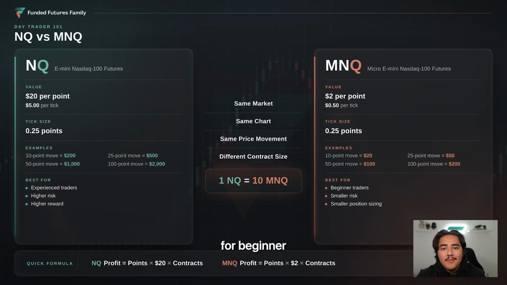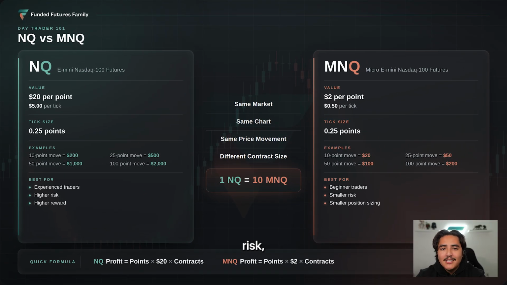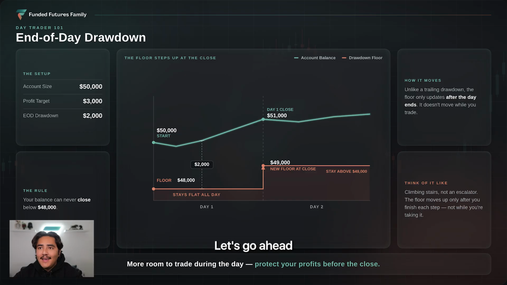This is the most recommended for beginner traders. There's a smaller risk, smaller reward, but again, smaller positioning size, so you make sure that you are learning how to trade correctly. Let's go ahead and explain what the end of day drawdown is.